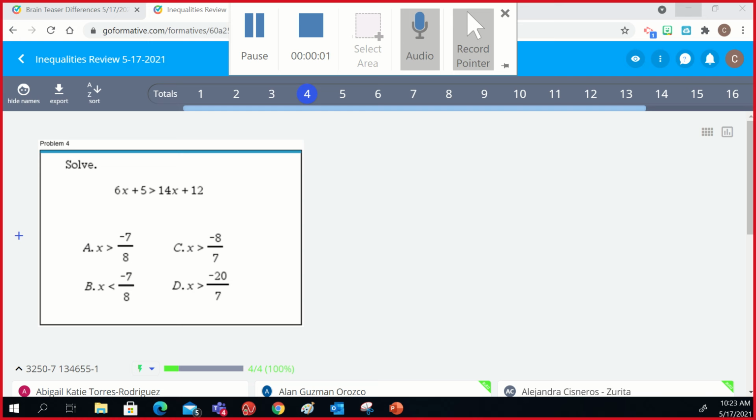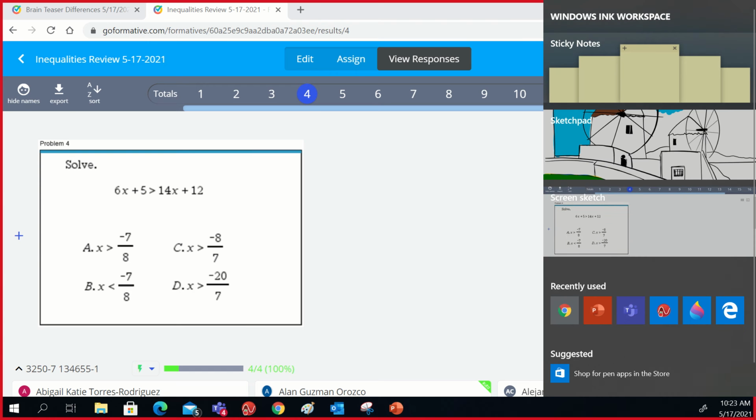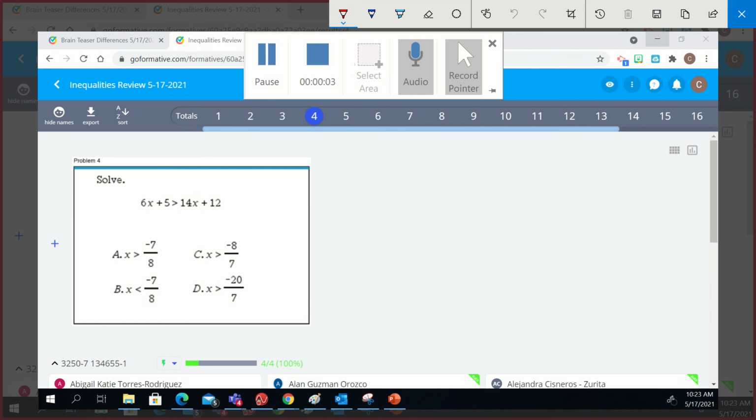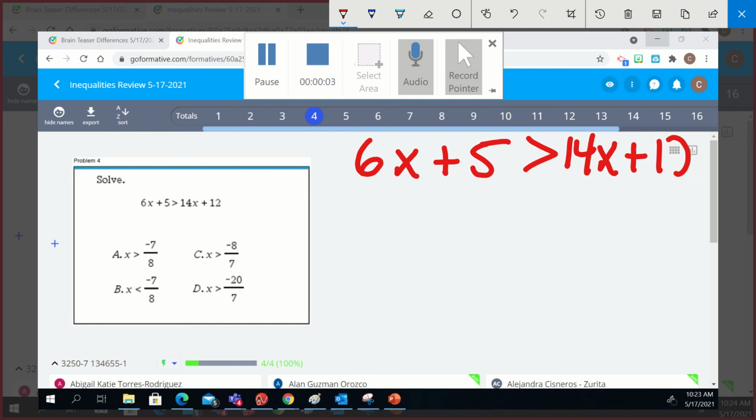I just do everything in the science-based thing because math is a science. Actually, math is the old science. I've heard people say math's not science. Actually, it is. So if you have 6x plus 5 greater than 14x plus 12, all you do is move a variable to one side and a number to the other.